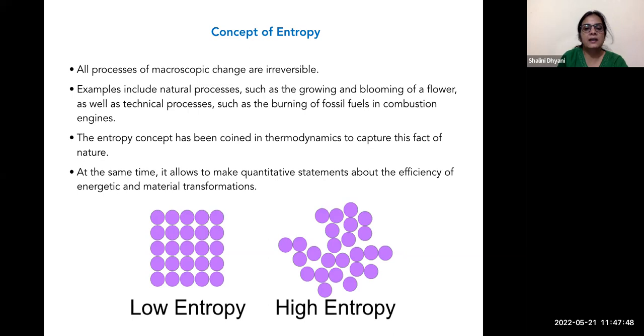Examples, as I gave you, are the growing and blooming of a flower as a natural process, and the burning of fossil fuel as a high entropy concept. Hence, entropy has been coined in thermodynamics as a way of understanding nature. Entropy also allows you to make a quantitative statement about the efficiency of energetic and material transformation. For example, this much coal was burned and this much energy was released. How this material or energy transformation takes place, you can define with the concept of entropy.